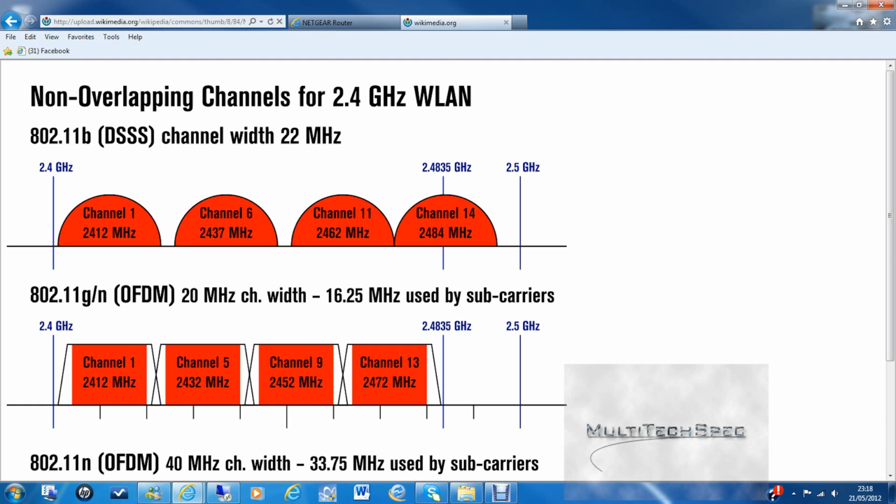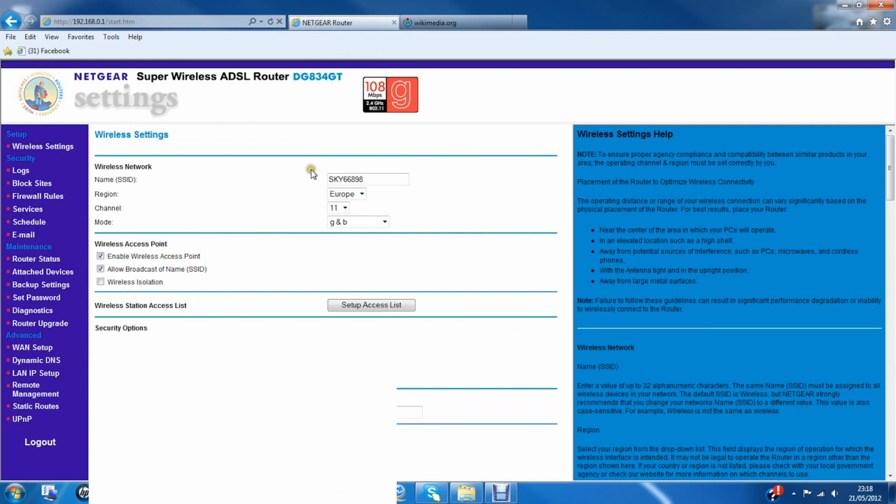So what I've done is I've gone back to Wikipedia and I've typed in the non-overlapping channels 2.4 gig WAN LAN. Okay, and on the other tab is the first Netgear router that I have. Now, as you can see, I've just clicked on wireless settings to access this menu.